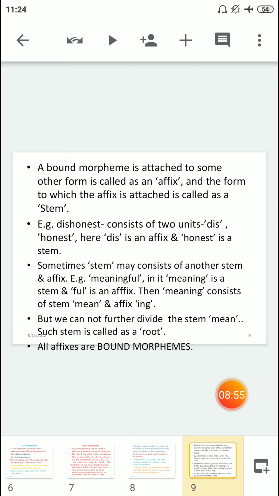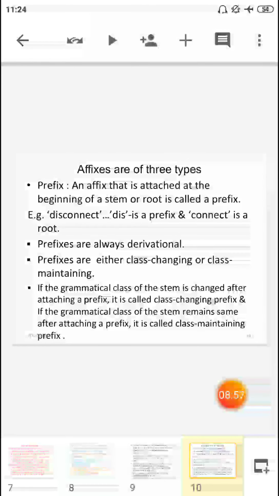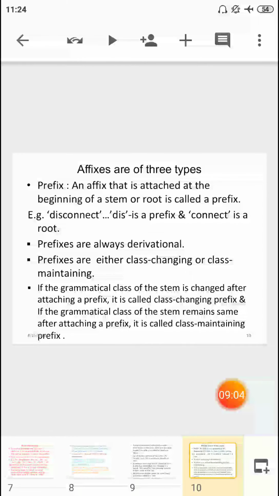All affixes are bound morphemes. Affixes are of three types. Prefix. An affix which is attached to the beginning of a stem or a root is called a prefix. For example, disconnect. In this, dis is a prefix and connect is a root. Prefixes are always derivational. All prefixes are derivational, in the sense that they form new words. They derive new words, and that is why all prefixes are derivational.